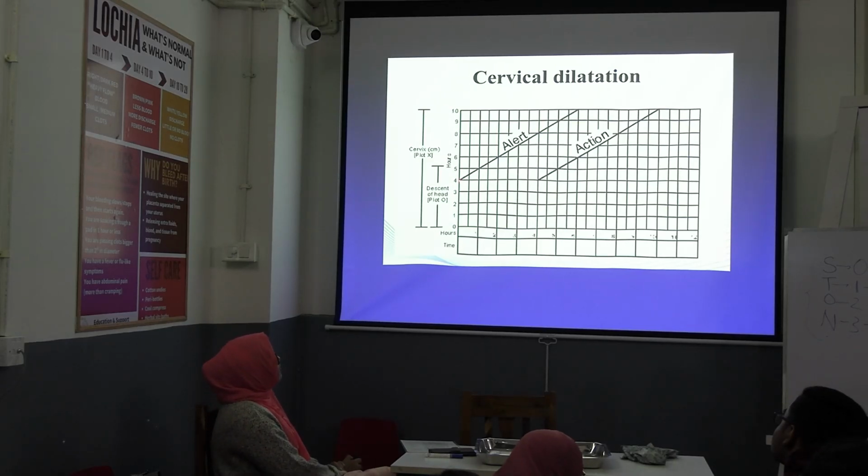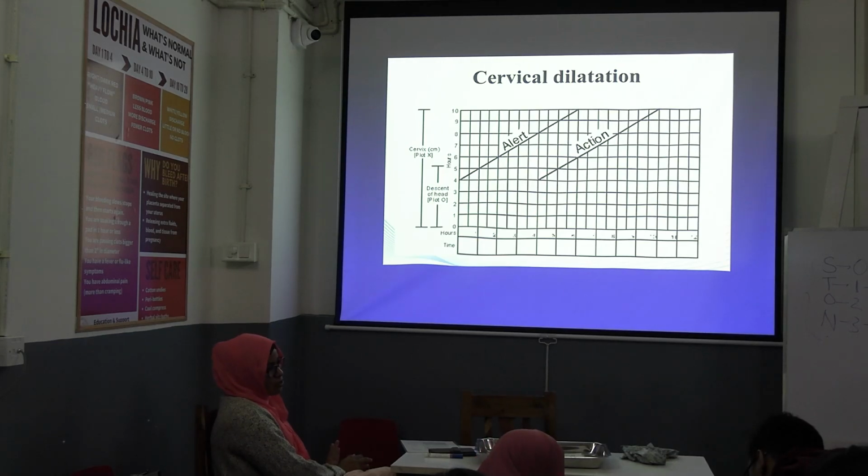This is 4 centimeter of cervical dilatation. You can cross here if the patient comes at 4 centimeter dilatation. After 4 hours, you will see 1 hour, 2 hour, 3 hour, 4 hour. If after 4 hours she is 8 centimeter dilated, this is very good. Okay, she is on the alert line. This is going normally. But if after 4 hours you see that dilatation is still 4 centimeter, that means you need to worry. You need to do something.